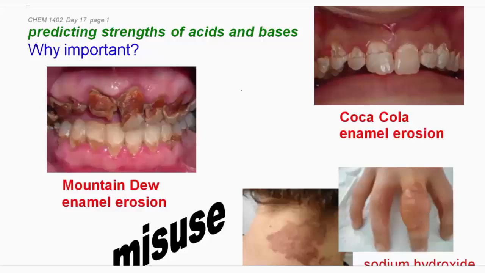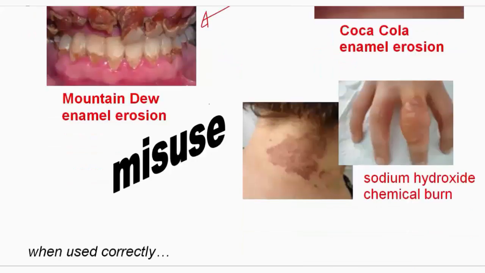Predicting the strengths of acids and bases. We're going to use the table to answer that question most of the time. We're also going to learn about properties that will make a compound a little more acidic. Acids, you can misuse them. This picture is really disgusting, but you really have to brush your teeth after drinking soda. There's a lot of acid in there that just eats away at your enamel.